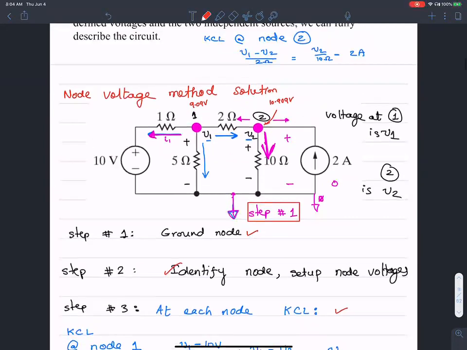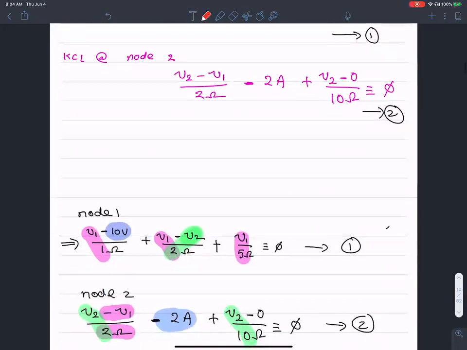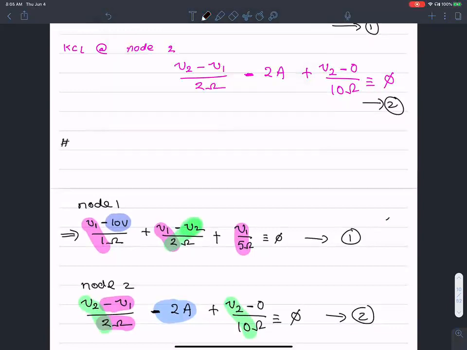Typically, as I mentioned in the last class and in previous classes, the number of unknowns should equal the number of equations.